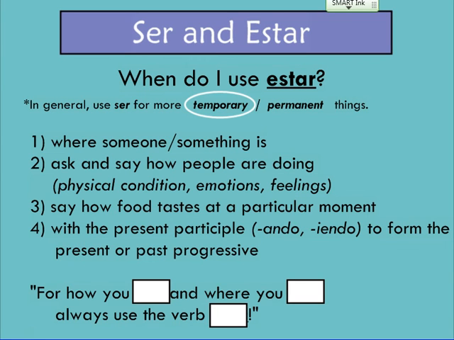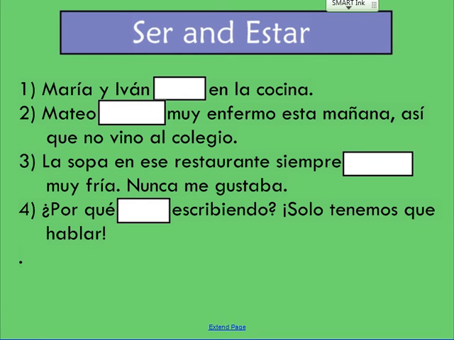I am talking now. Remember this helpful rhyme? For how you feel and where you are, always use the verb estar. All right, now that we've reviewed, once again, go ahead and pause the video and try to fill in the blanks with the correct forms of estar.